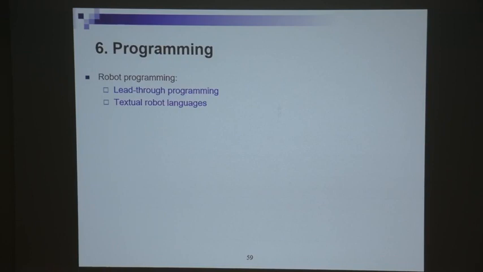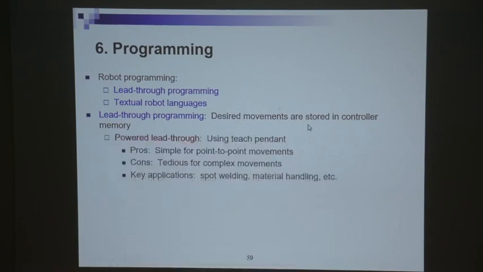When you program the robot, there are essentially two ways to program an industrial robot. The first is via something called lead-through programming. The second way is via something called a textual robotic language. Lead-through programming means that the desired movements are stored in the controller memory. So you use a teach pendant.